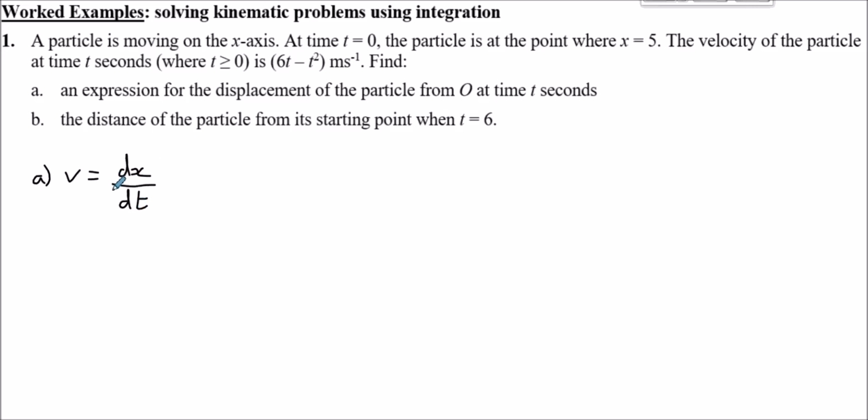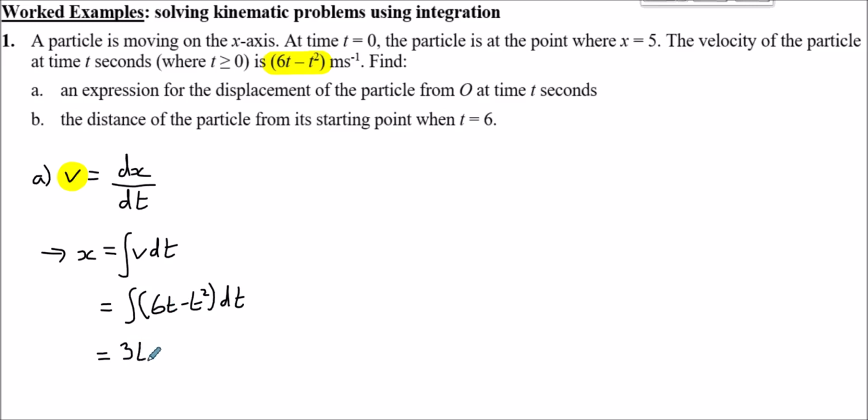So what we need to do here to find the displacement, which is going to be x, is integrate the velocity with respect to time. We are told what the velocity is; it's given by this expression here. So if we integrate 6t minus t squared with respect to time, 6t is going to become 6t squared over 2, which is going to be 3t squared. t squared is going to become 1/3 t cubed, so it's going to be minus 1/3 t cubed. And then, as ever, when we integrate, we need to consider the constant of integration, which I'm going to call, again, big C.